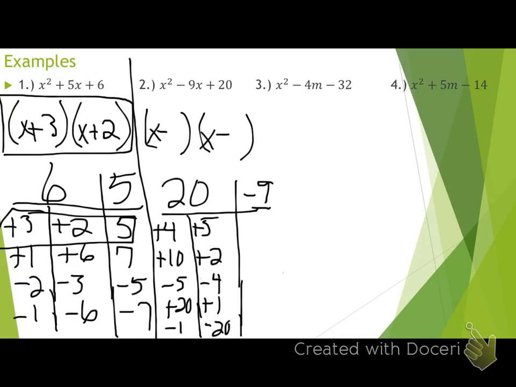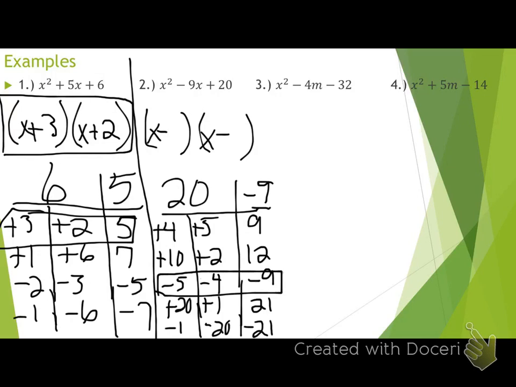Start adding across. 4 plus 5, positive 9. 10 plus 2, 12. Negative 5 plus negative 4, negative 9. 20 plus 1, 21. Negative 1 plus negative 20, negative 21. We want the two numbers that I pick to multiply to give me 20 and add to give me negative 9. What two numbers are those? Negative 4 and negative 5, correct? Those multiply to give me positive 20 and add to give me negative 9.